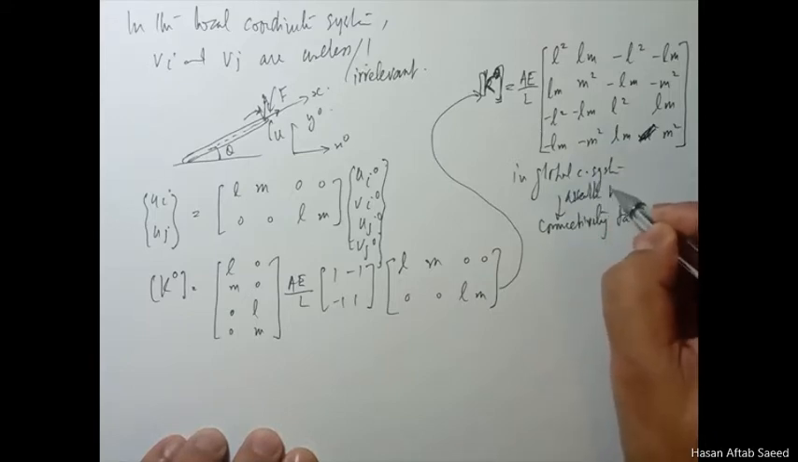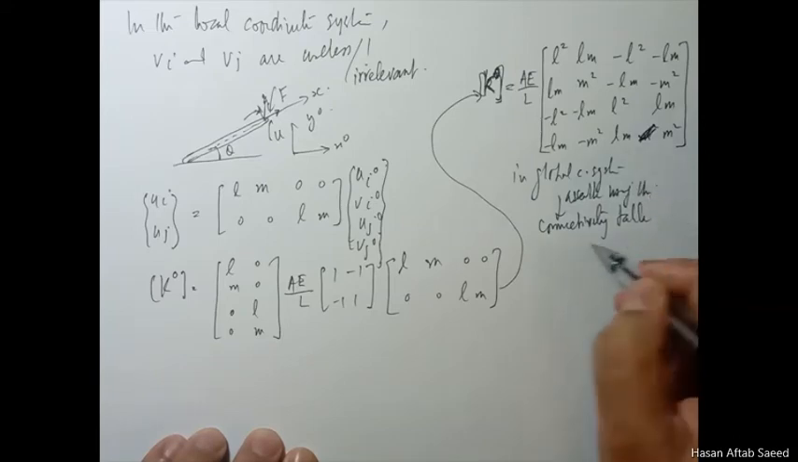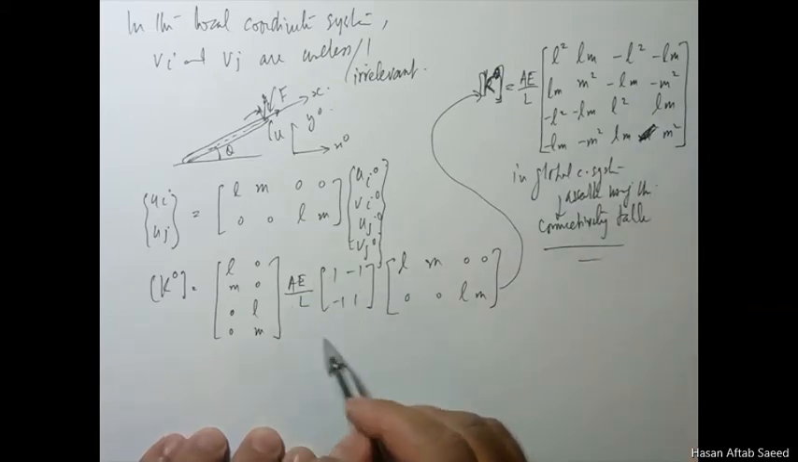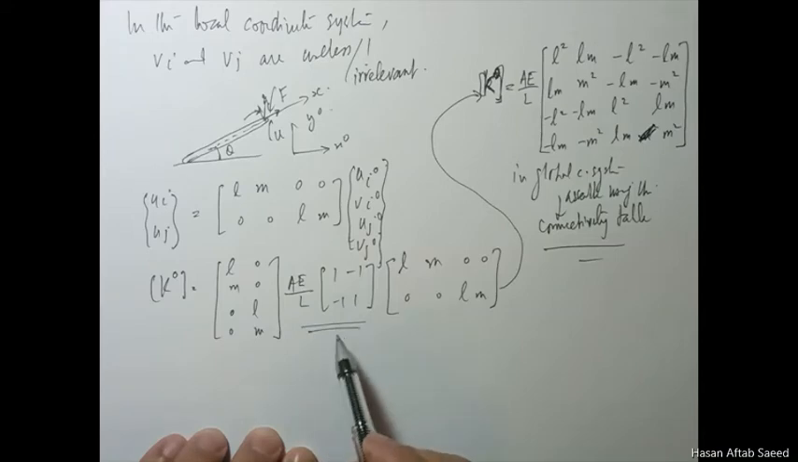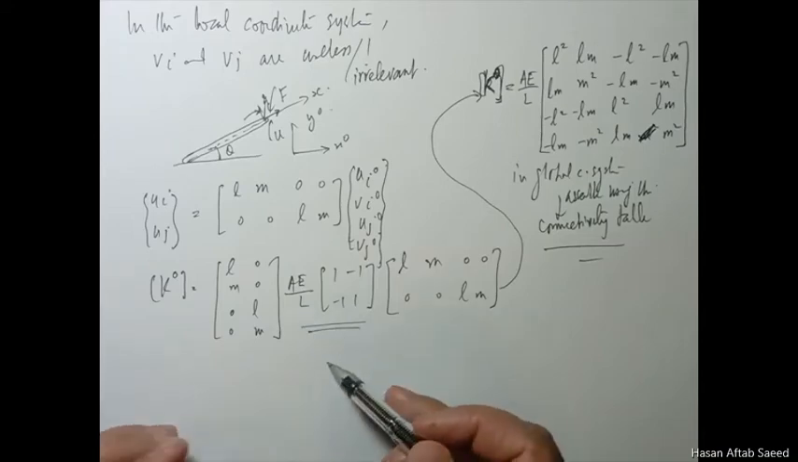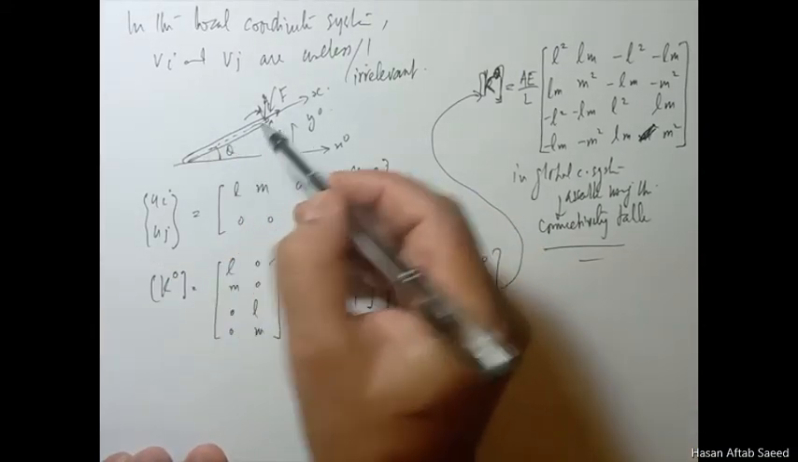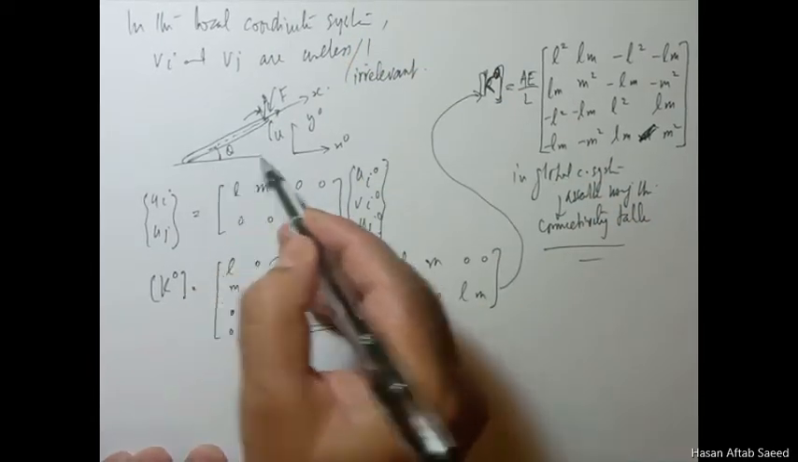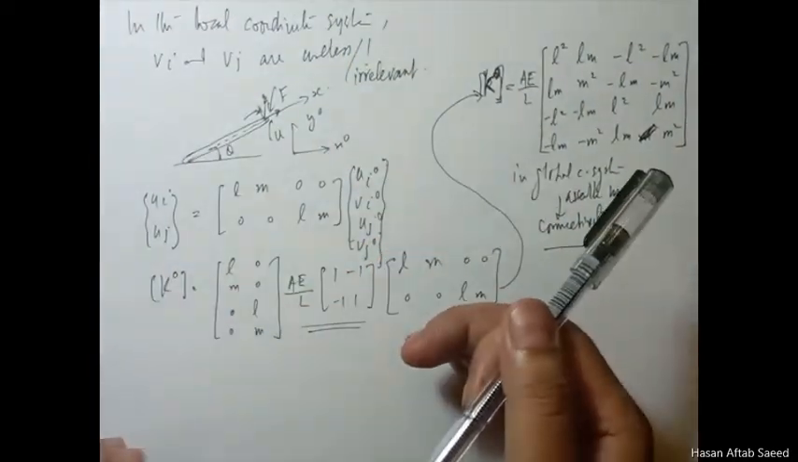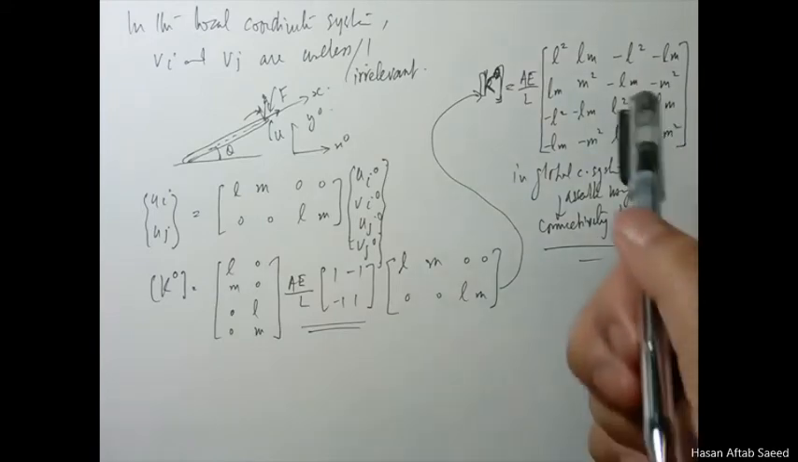assemble using the connectivity table. If it was in this local form, how can you add an element in this orientation to an element in, let's say, this orientation? These are completely different coordinate systems. There is no basis for addition. Here we have the basis for addition.